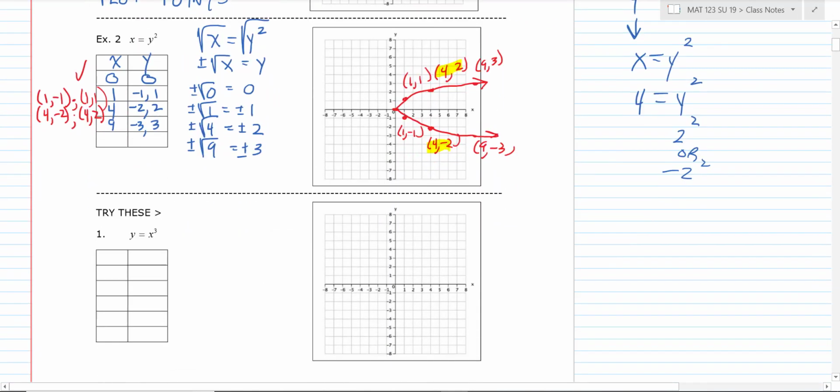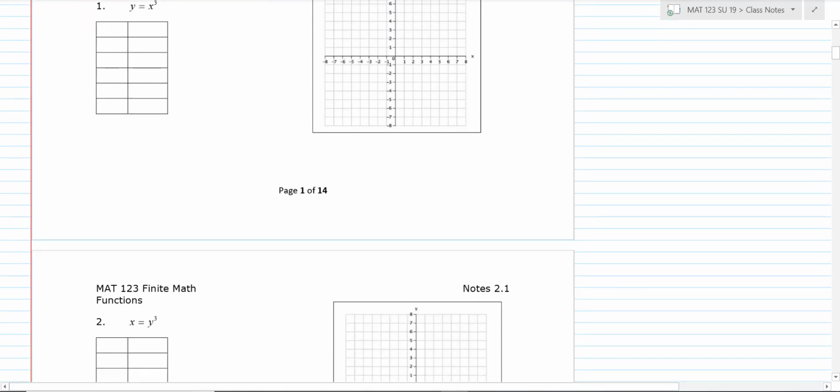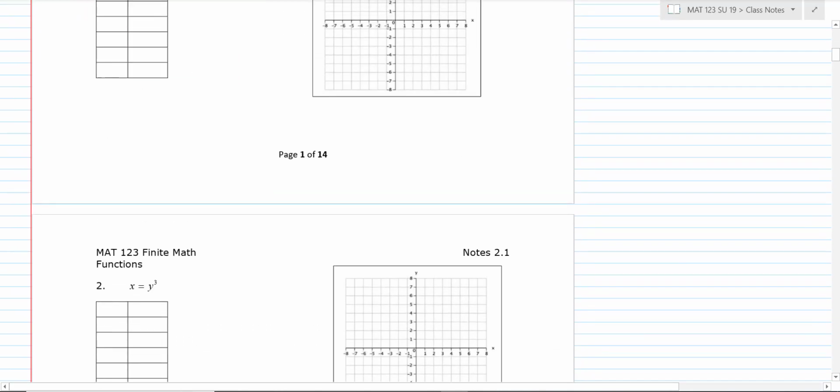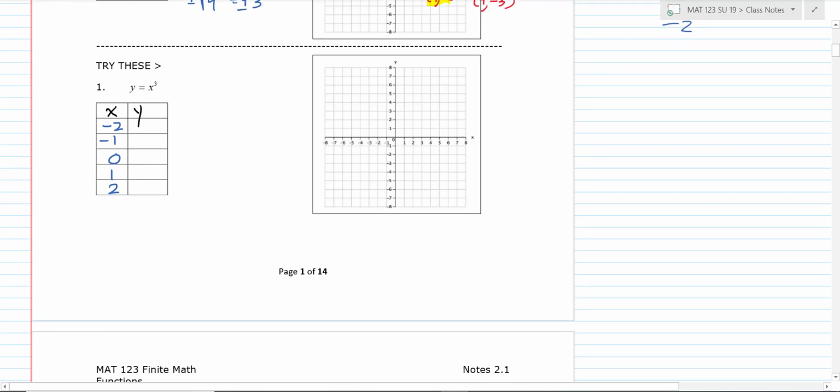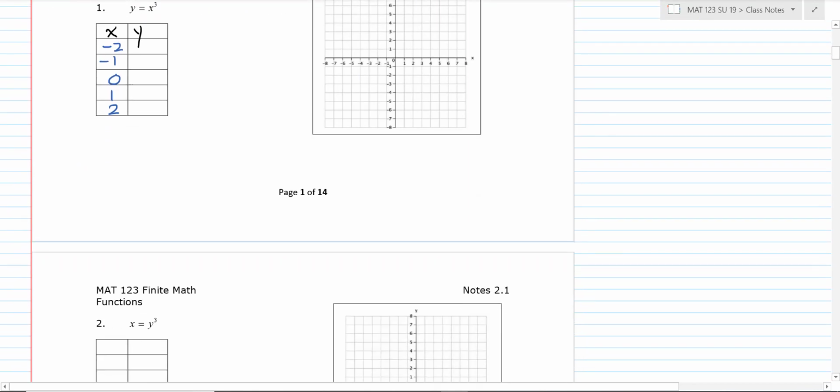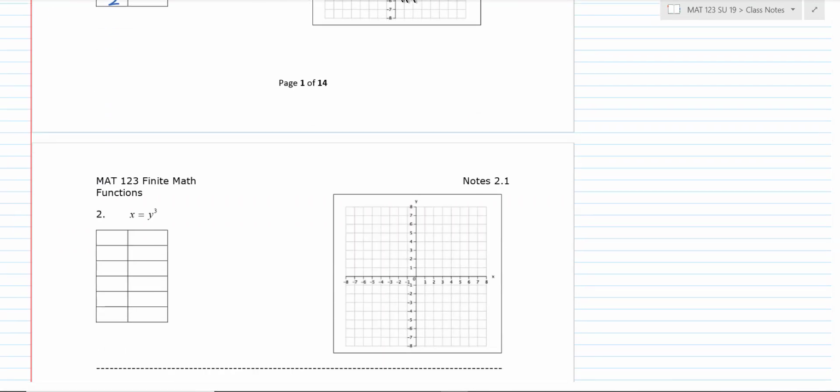All right, so what I'm going to do is I'm going to kind of take you through 2 problems here. I'm going to tell you what to use on this. So before you do this yourself, what I want you to do is we're going to have an XY table. And I'm going to have you use on this -2, -1, 0, 1, and 2. And then you're going to plug in to y equals x to the third, then graph. And on the next page, let me show you what I want you to do here.